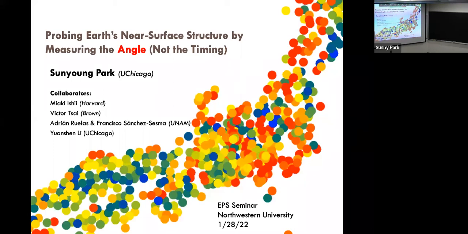Today I'm going to talk about a new way to study shallow structure, and this work is in collaboration with Miyake Ishii at Harvard, Victor Tsai at Brown, Adrian and Francisco at UNAM in Mexico, and also student Yangshan Lee at U Chicago.